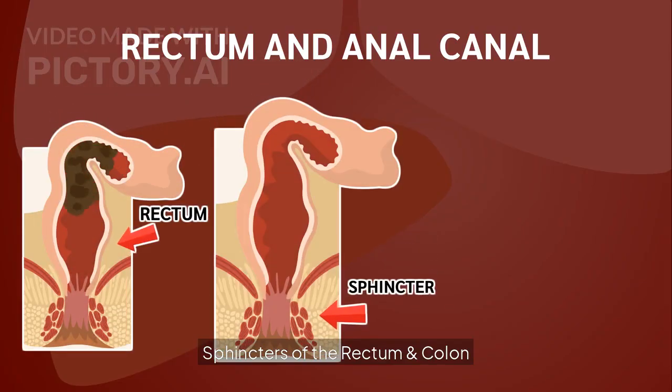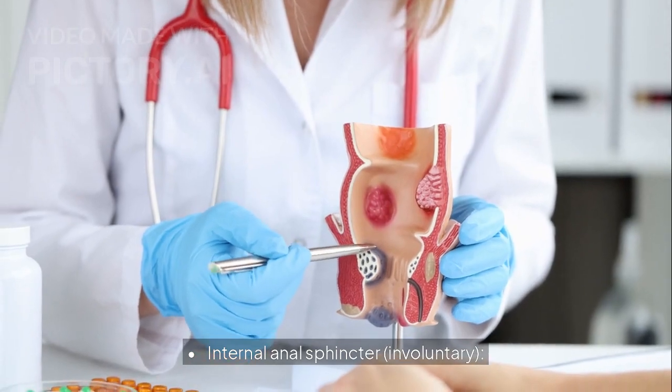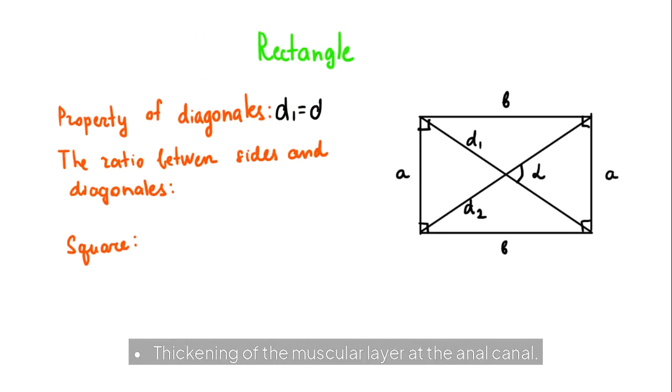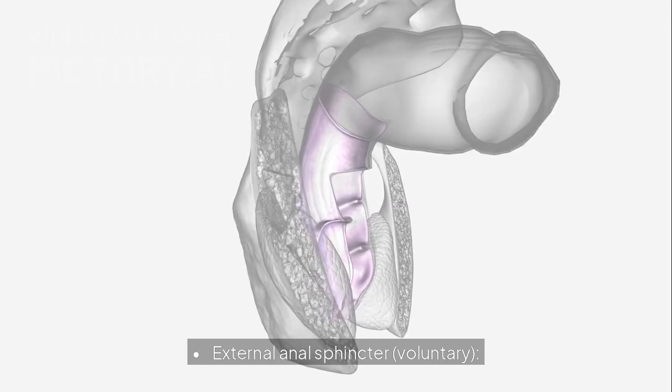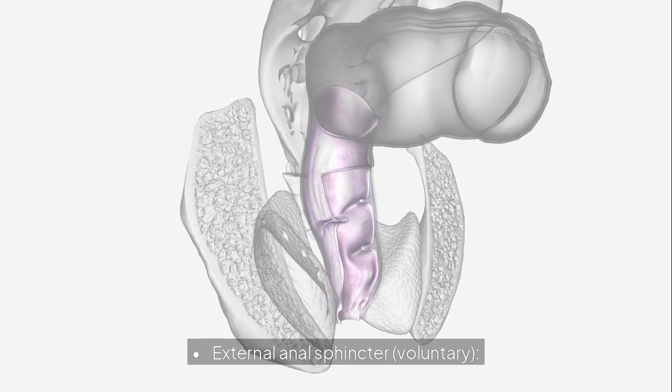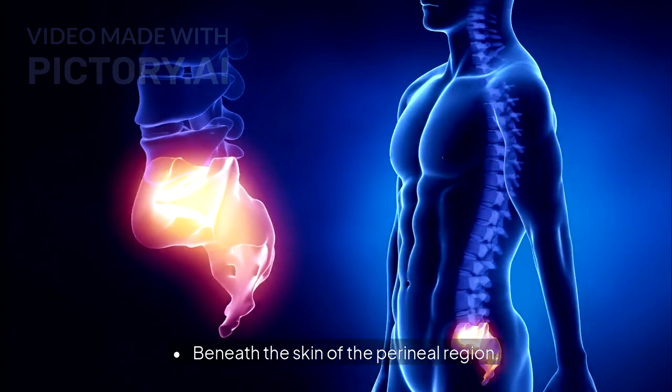Sphincters of the rectum and colon. Internal anal sphincter, involuntary: thickening of the muscular layer at the anal canal. External anal sphincter, voluntary: beneath the skin of the perineal region.